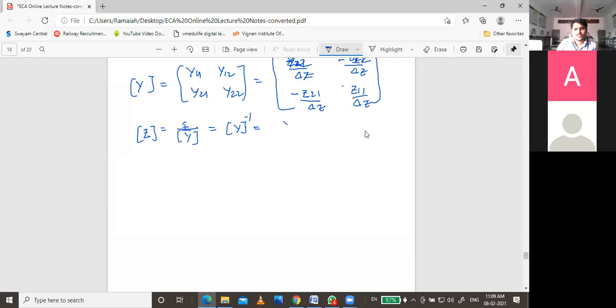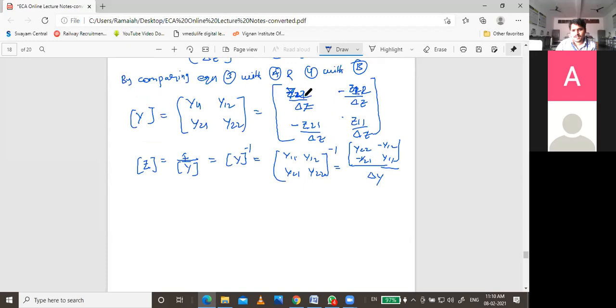So what is this Y inverse? Y11, Y12, Y21, Y22, inverse. Then what is the Y inverse? You know that it is adjoint matrix by determinant. So that means the A, D places will change, right or not? Y22, here Y11. So these values will be the same, but you will get minus values: minus Y12, minus Y21. Yes or no? Divided by determinant of Y matrix. That only we got here: Z22 by delta Z.